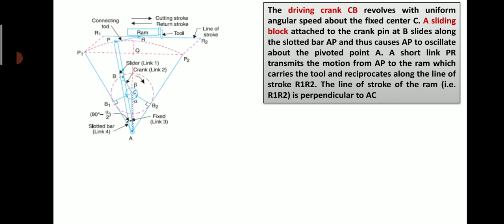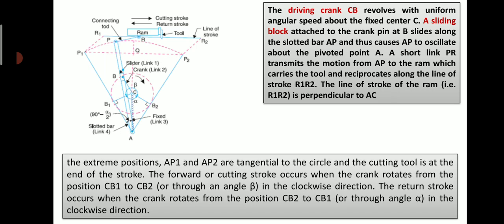A sliding block attached to the crank pin at point B slides along the slotted bar AP and thus causes AP to oscillate about the pivoted point A. A short link PR transmits the motion from AP to the ram, which carries the tool and reciprocates along the line of stroke R1 R2. The line of stroke of the ram is perpendicular to AC.